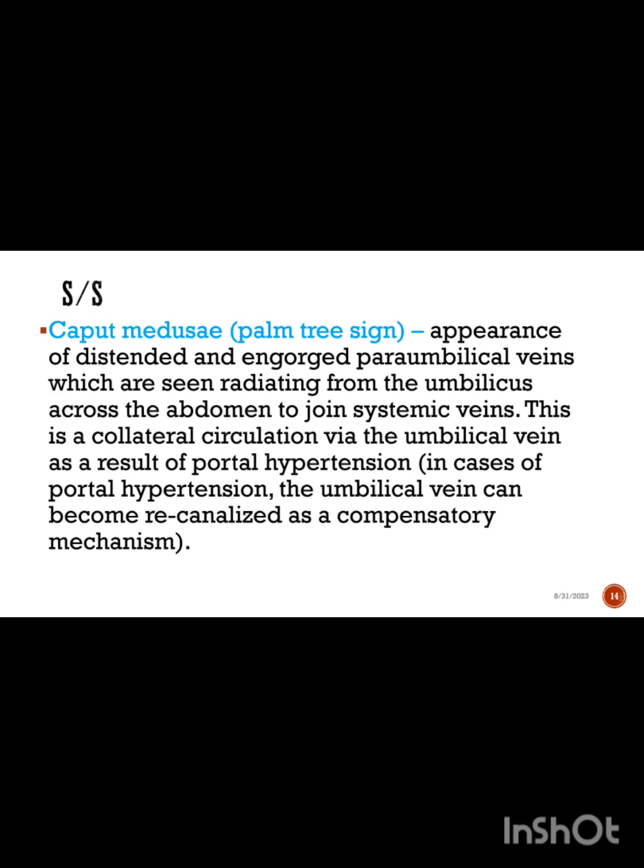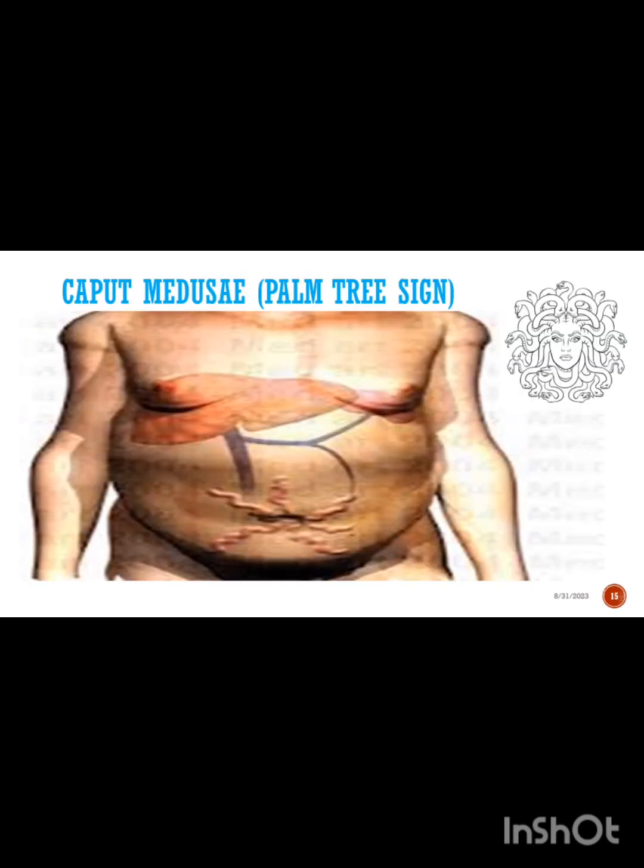This is due to backflow of blood in the abdominal veins as a result of portal hypertension. So that is the diagram there. If you look at the diagram on the right, you have that lady with snakes. That's the characteristic appearance of caput medusae, the palm tree sign of liver cirrhosis.